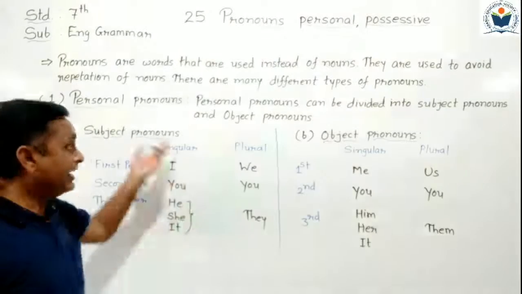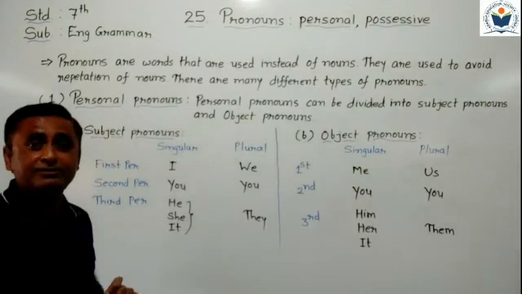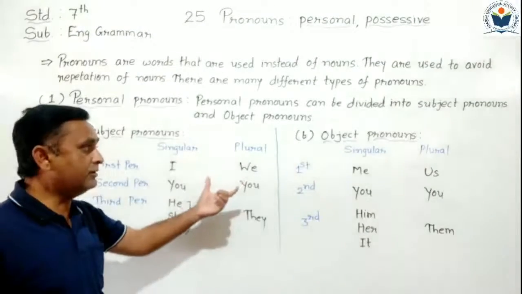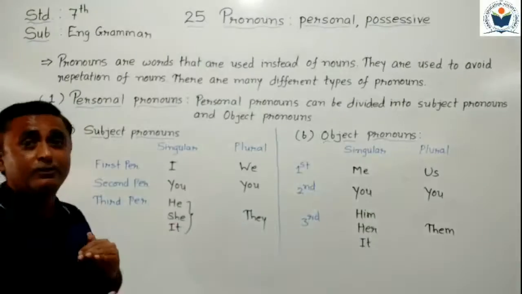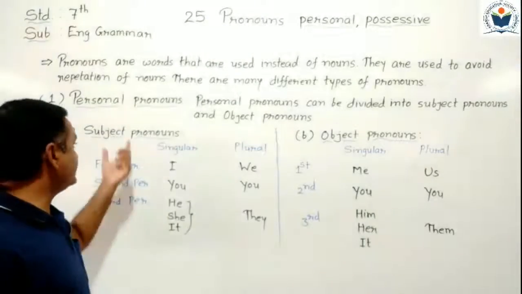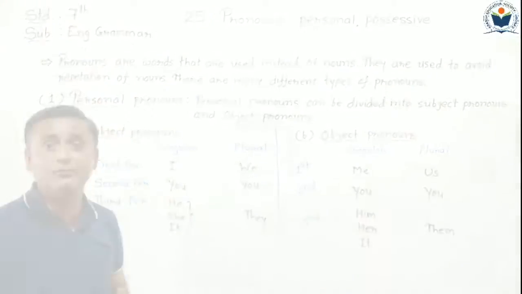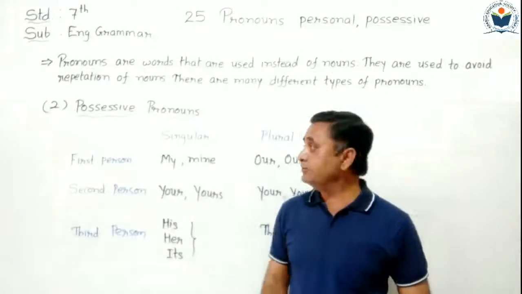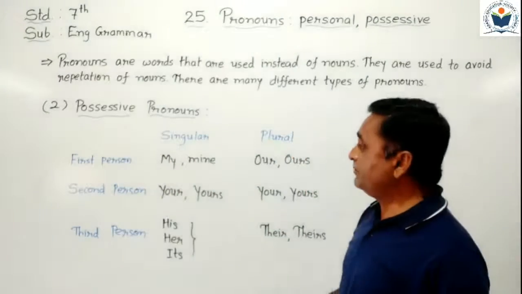Understand, student? Now the second type of pronoun, the possessive pronoun, we have to understand. That is all about personal pronouns. So personal pronouns have two subtypes: subject pronoun and object pronoun. Now we have to understand about possessive pronouns. I write the possessive pronouns table here.